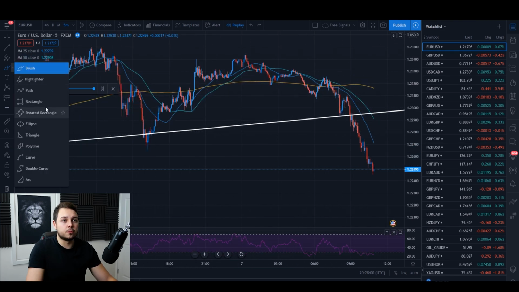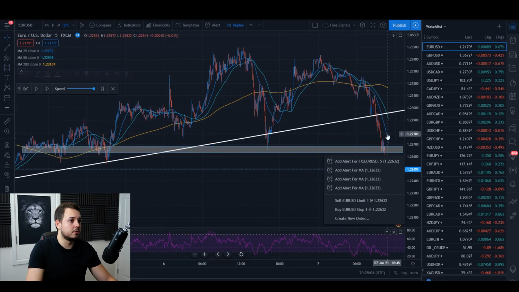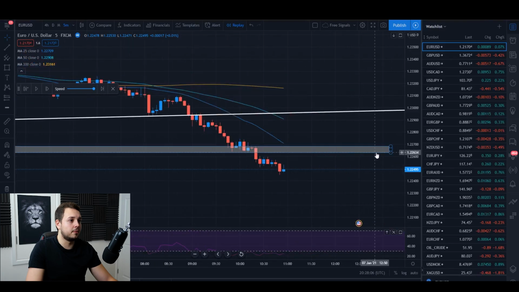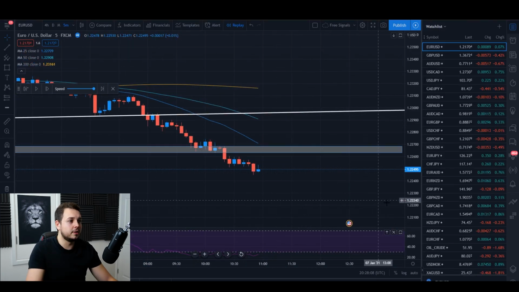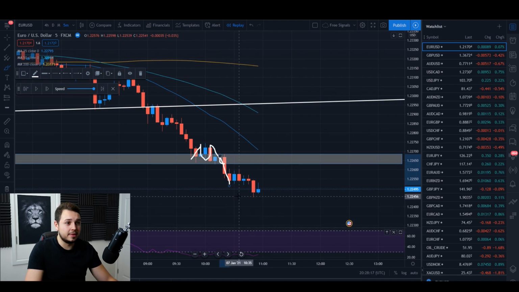So if we just use the rectangle tool now, let's just use it. Boom. Put this area zone over here. This is our previous area of sensitivity. We can totally see it even on the 5-minute charts. As you can see, it was consolidating over here, pushing up and down before breaking towards the downside.